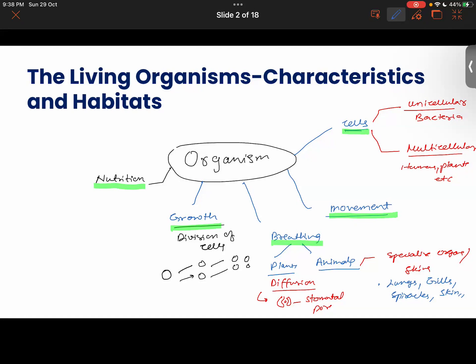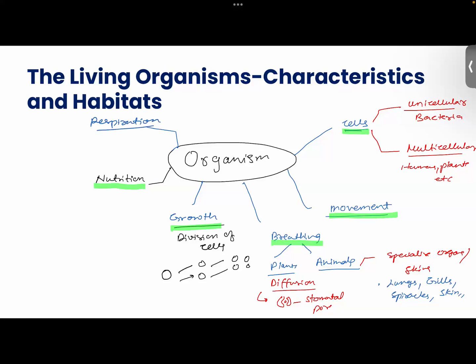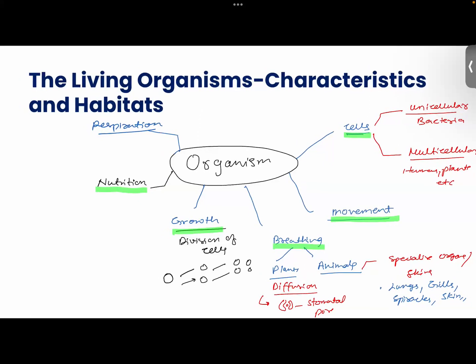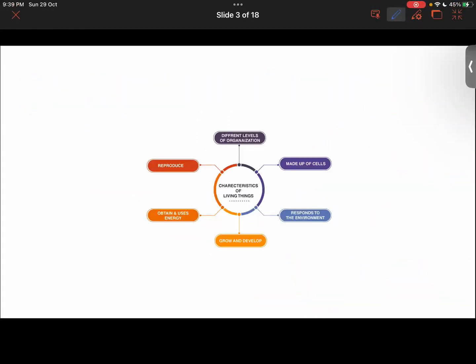Living organisms take up nutrition, and also they will break down the food which they are eating. Living organisms will break down the food in the presence of oxygen, and that process is called respiration. We discussed all these things. So as you can see by the diagram, in the organisms there are different levels of organization. Living organisms are made up of cells. They will grow and develop. They will take up the food, break down the food, and then use that food to obtain energy.